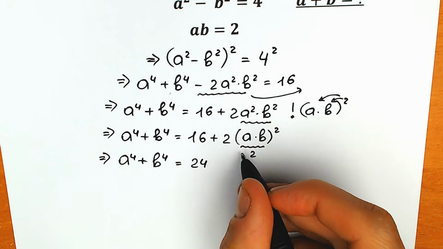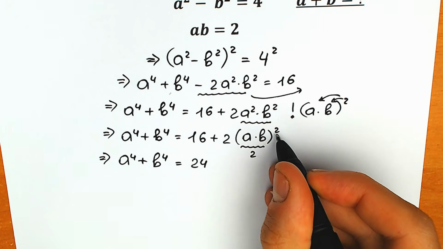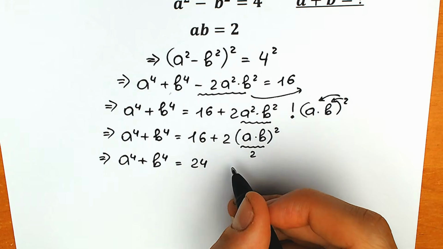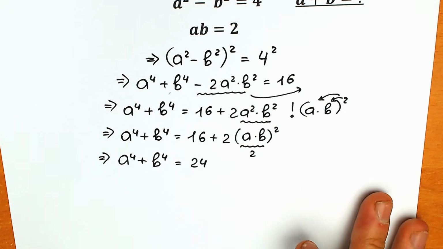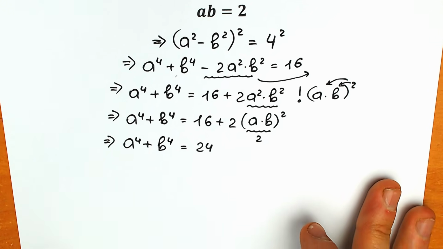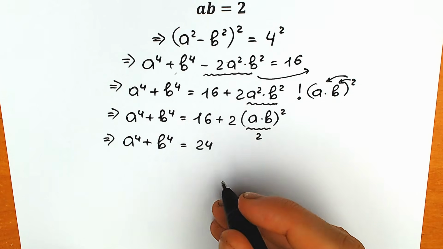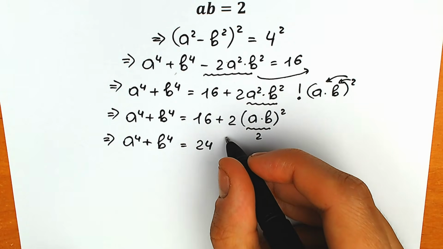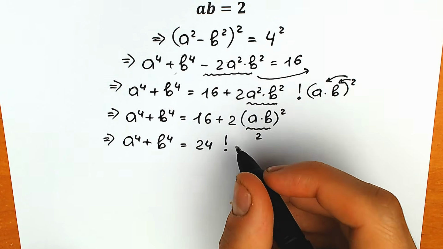24. So once more, we have right here 2 squared equals 4, and times this 2 equals 8, 8 plus 16 equals 24. So a to the power 4 plus b to the power 4 equals 24. So we know this expression, and this is extremely great.